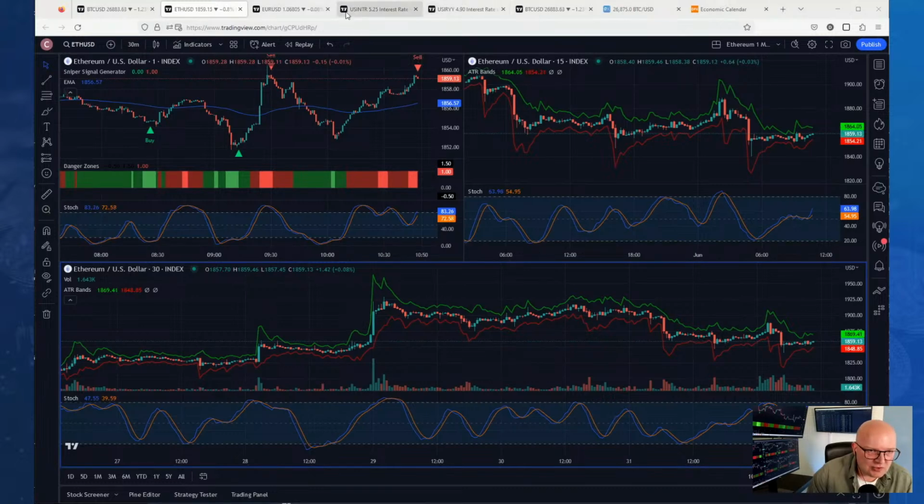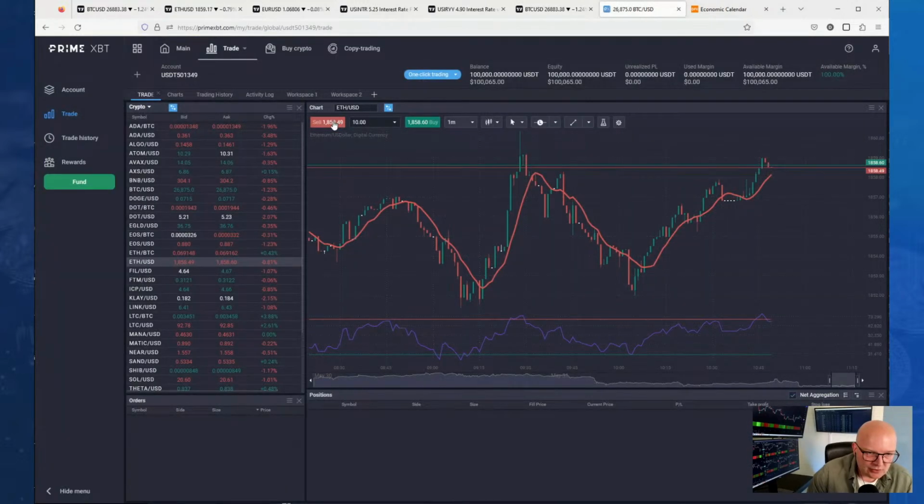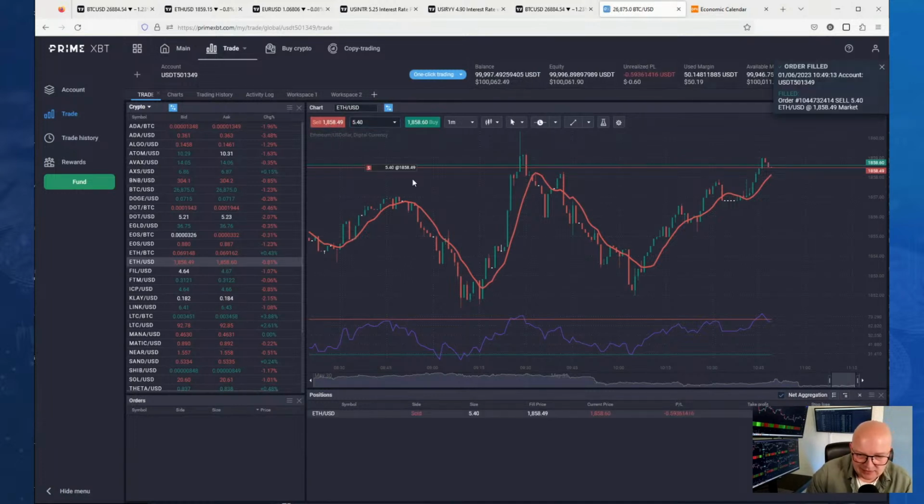Yeah, okay, confirmed. So we have a signal here on Ethereum, which I'm going to trade now. Short on Ethereum. I'm going to trade 5.4 Ethereum. Sell. Here we go. Filled at 1,858.49. So finally our first trade here.